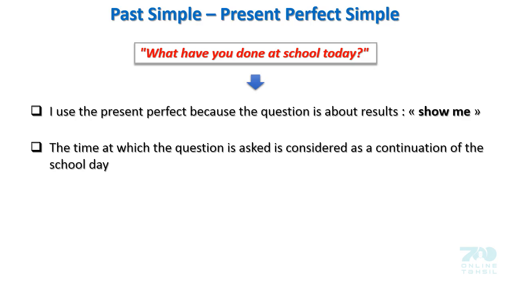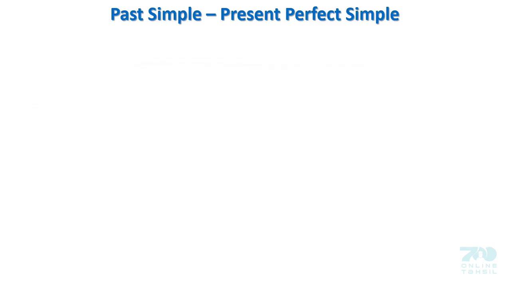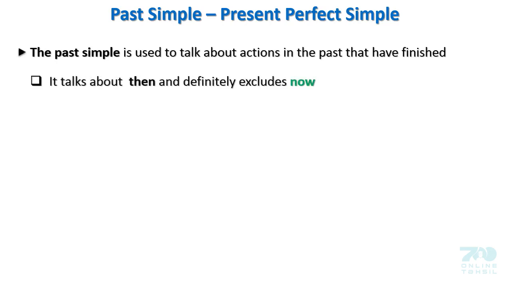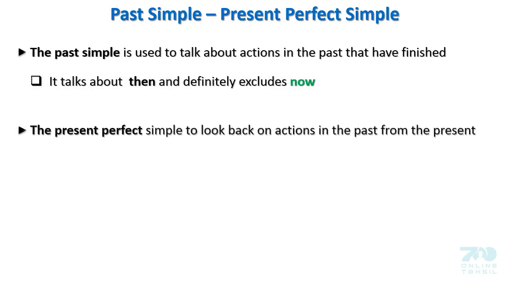Remember that British and American English have different rules for the use of the present perfect. The comments here refer to correct grammar for British English. In American English, it is often considered acceptable to use the past simple in some of these examples. The past simple is used to talk about actions in the past that have finished. It talks about then and definitely excludes now. The present perfect simple is used to look back on actions in the past from the present. It always includes now.